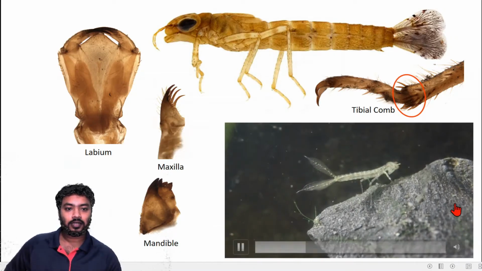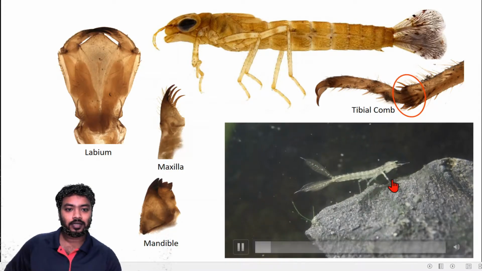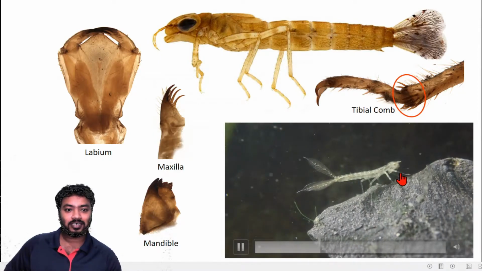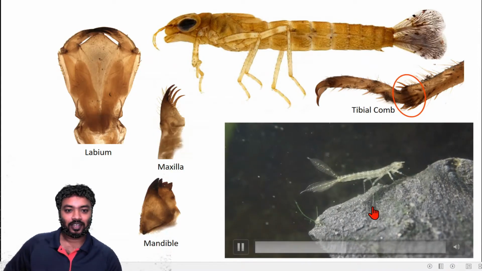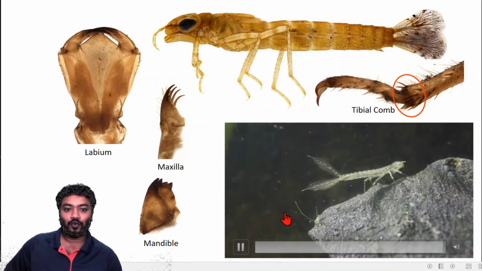See here, it is grooming itself by using the comb. I will show you again. See, it is using the comb to clean its face. This is in my aquarium, and these are zooplanktons, which are food for this larva.